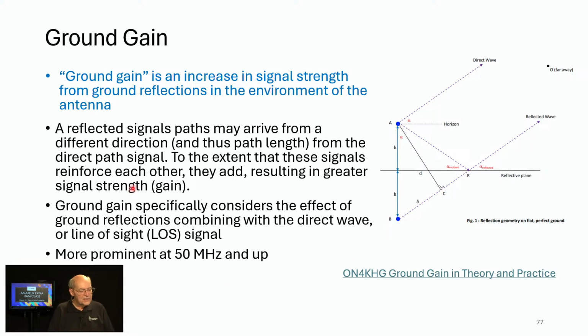So a reflected signal path may arrive from a different direction, and thus path length from the direct signal. To the extent that these signals reinforce each other, they add and result in greater signal strength, which is gain. Ground gain specifically considers the effect of ground reflections combining with the direct wave or line of sight, or LOS. You'll see that term. The signals will add, and you experience what's called the ground gain. And this is more prominent at 50 megahertz and up.